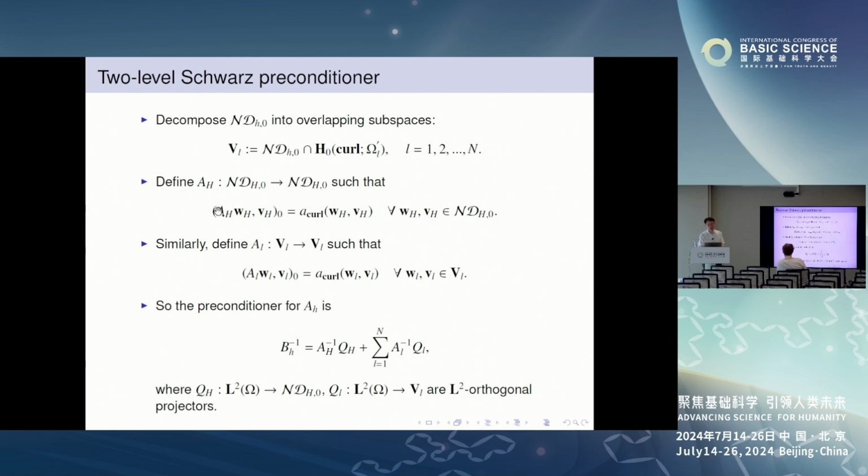Similar to the H1 space, we can define the coarse space AH, but every approximation should be in the Nédélec space, because your approximation should be in the H curl space, okay. Similarly, we can define the local space and local operator, the AL, on the subspace. VL is defined like this on the subdomains, these gray subdomains. So the preconditioner, similar to the second order equations, can be written down like this, the BH1 minus 2.